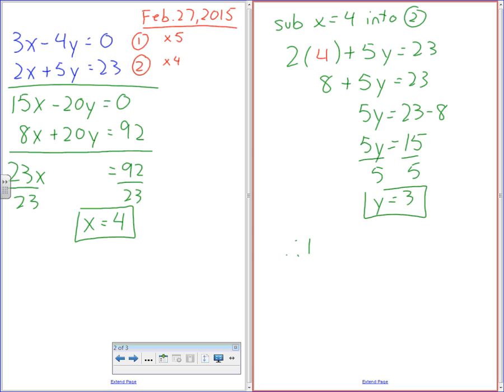Therefore, P is (4, 3). I will try on your test to make nice answers like that. The ones in the homework last night were hideous. But on your test, I'll have nice answers like this, or answers like 0.5 or 0.25 for dealing with money. Okay, right?